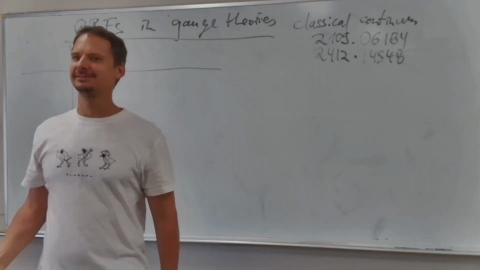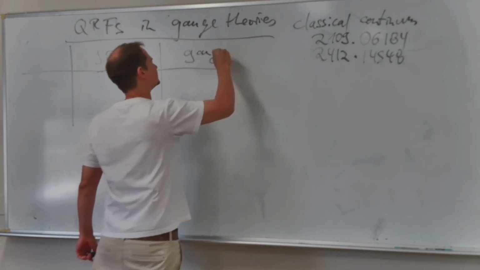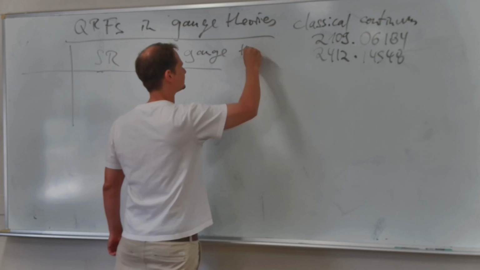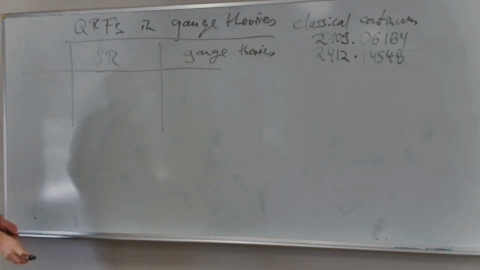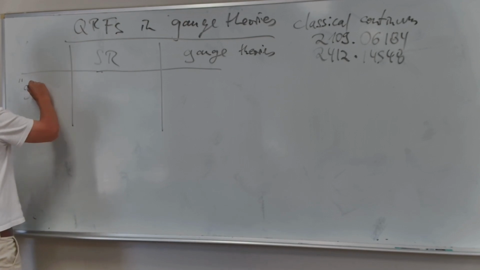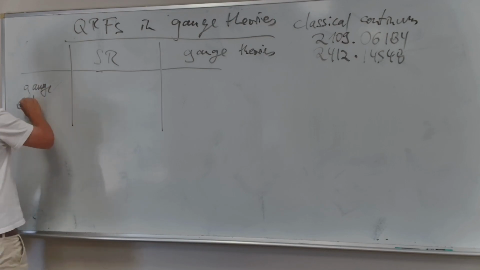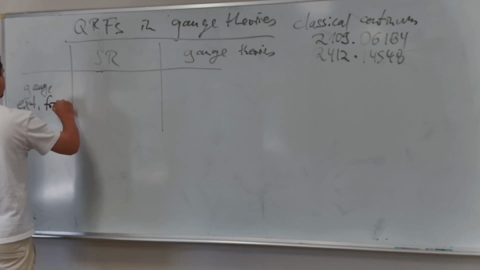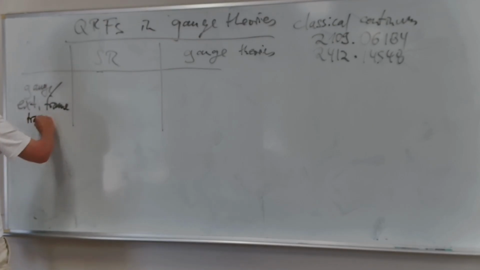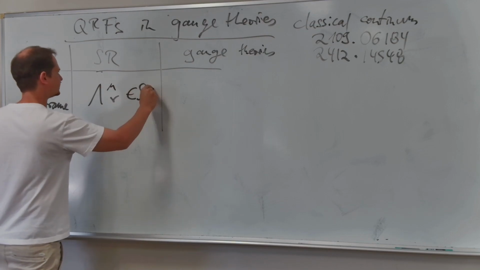But first of all, we're going a little bit back. We started out with special relativity versus quantum reference frames. So let's now do special relativity versus gauge theories. Here we have gauge transformations, so Lorentz transformations. Here they were just some Lambda mu, SO(1,3).